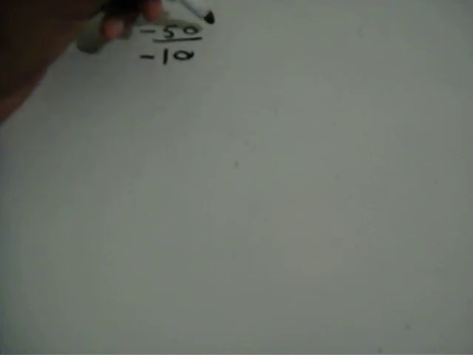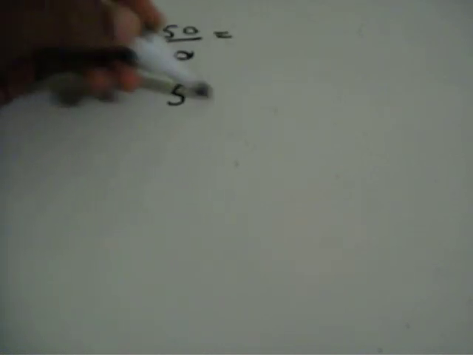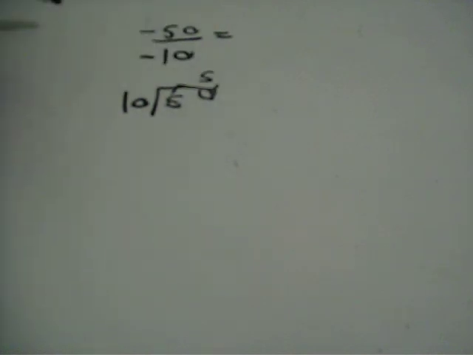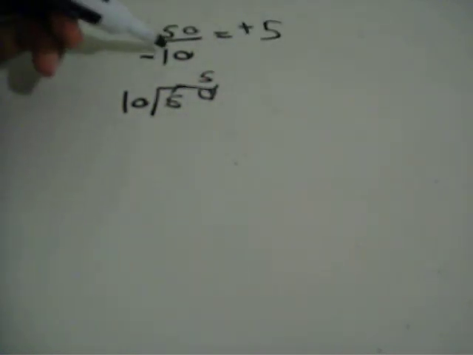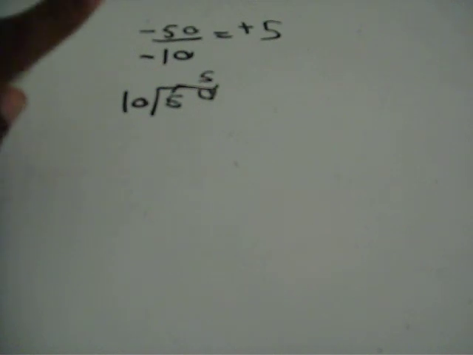And then if you have two negatives, so negative 50 divided by negative 10, how many times will 10 go into 50? We know it'll go in 5 times. But with two negatives, your answer is going to be positive. So two negatives, your answer is positive. One negative, your answer is negative.